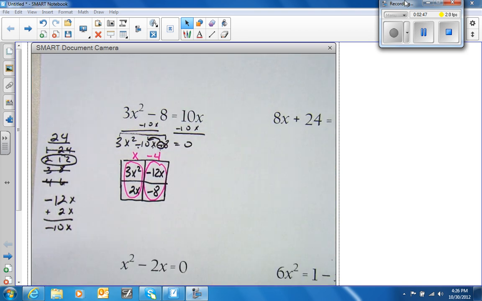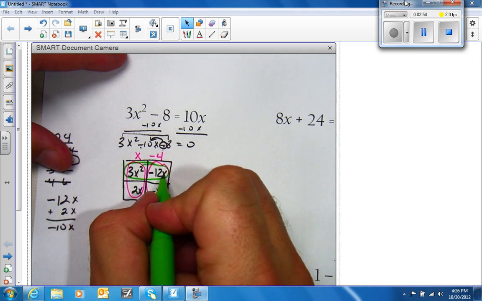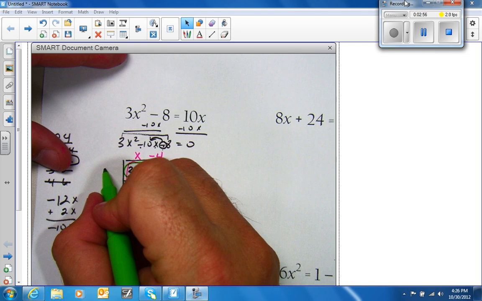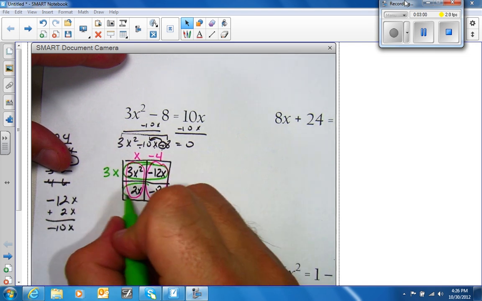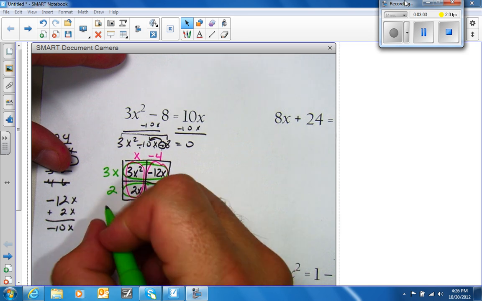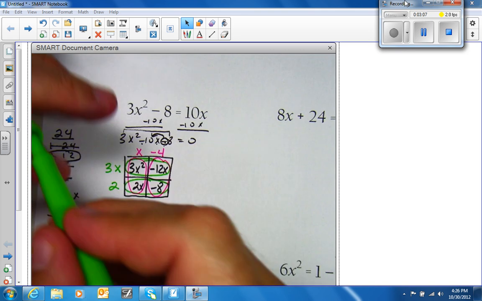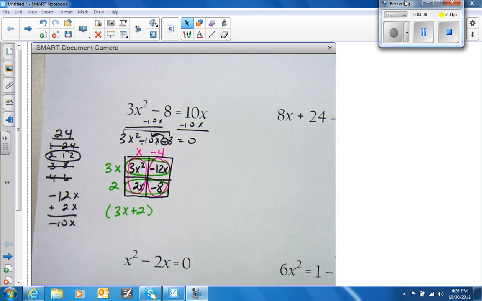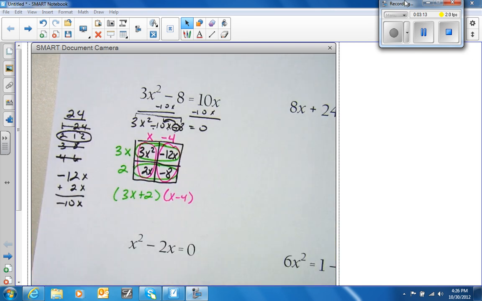Now once we've gone vertically, we're going to go horizontally. So going horizontally, what does the 3x squared and the negative 12x have in common? They both have 3x in common. And we're going to do the 2x and the negative 8. Well, they both have a 2 in common. And what you end up with is 3x plus 2 and x minus 4. And those are our two factors.